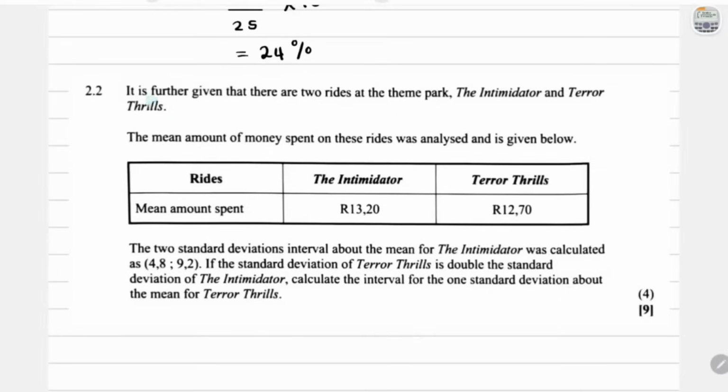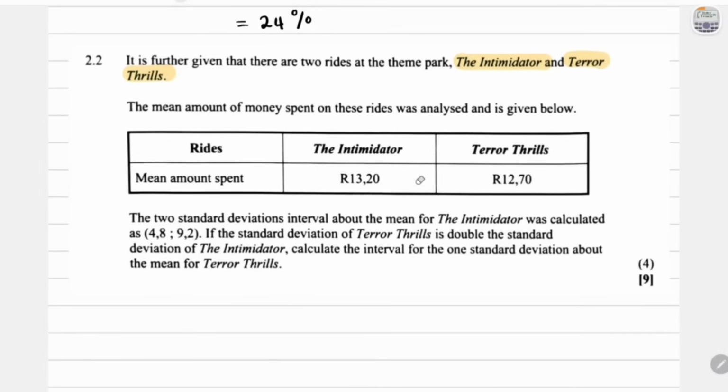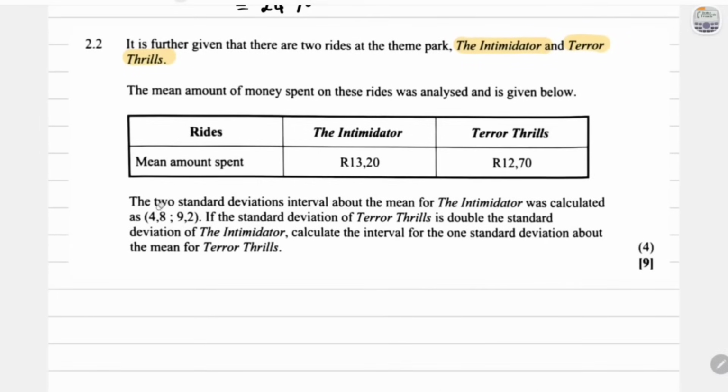Okay, we're on 2.2, and it says, it is further given that there are 2 rides at the theme park, the Intimidator and the Terror Thrills. Now, they say that the mean amount of money spent on these rides is analyzed and is given below. Okay, so this is the mean amount on each of these 2 rides. Then they tell us the 2 standard deviations interval about the mean. That is a very important thing to understand. So the 2 standard deviations interval about the mean for the Intimidator was calculated as this. So that's the interval for 2 standard deviations about the mean.